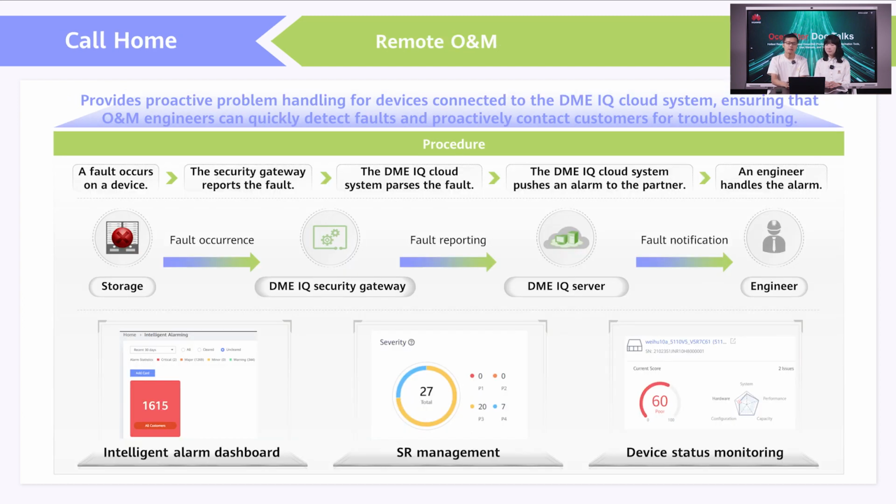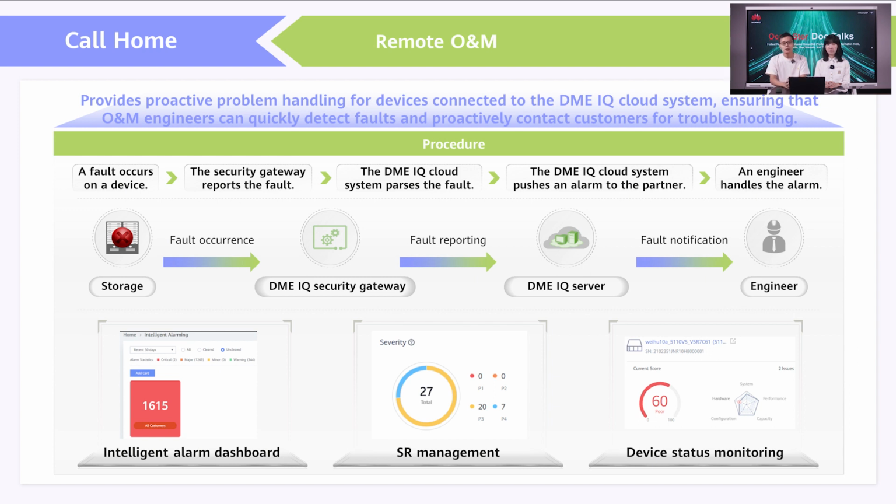Now let's take a look at some remote O&M tools. First of all, we will figure out how the Call Home function works. When a fault alarm is generated on a device, the security gateway proactively reports the fault to Huawei DME IQ cloud system. The cloud system then parses the alarm contents and performs some filtering operations. After that, the cloud system pushes the alarm to the partner portal. After receiving the alarm, the partner portal sends an email to the partner's O&M engineer so that the engineer can handle the alarm in time.